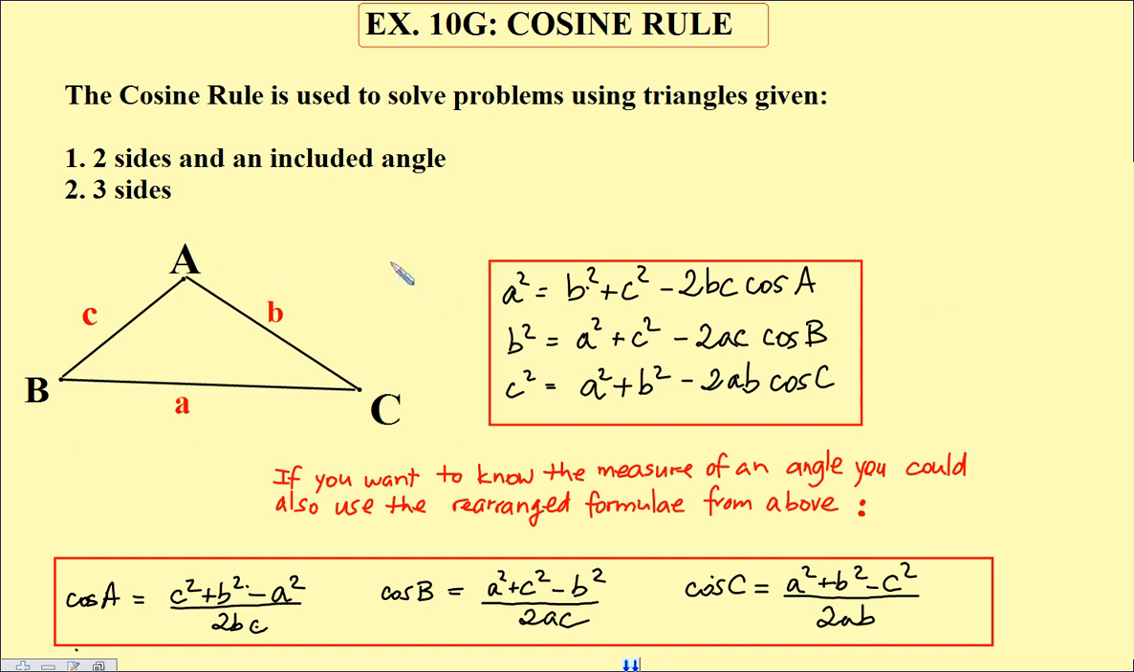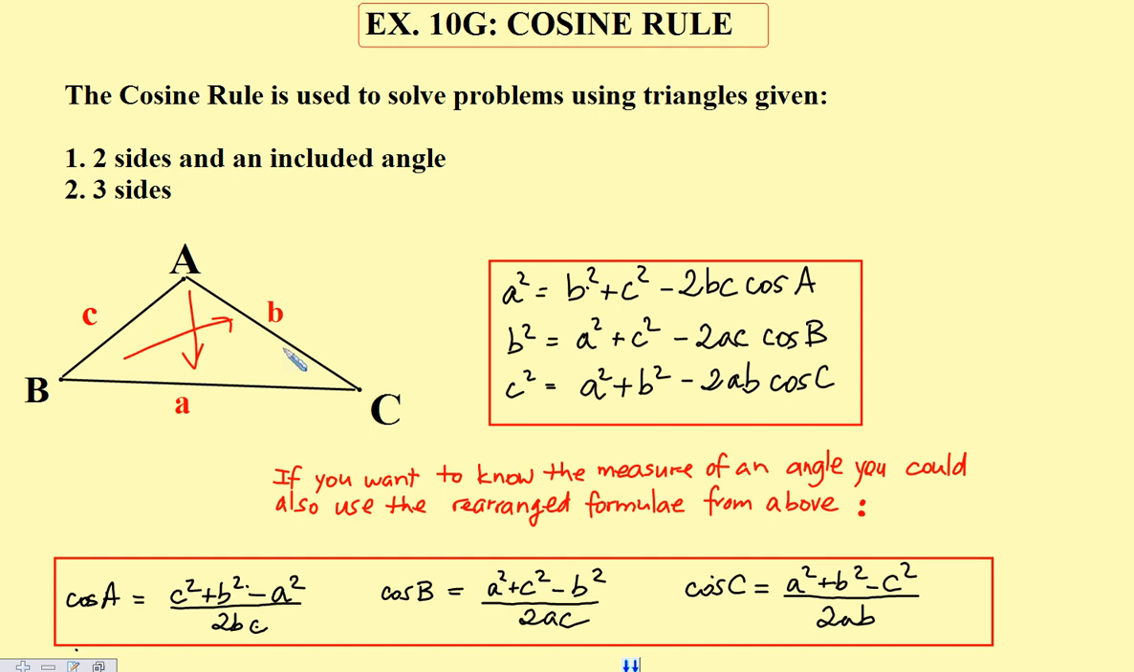Now, using what we know already, that angle A is opposite side A, angle B is opposite side B, and angle C is opposite side C, what the rule says is that if I try to find the length of side A, I must know the angle opposite it, angle A. If I were trying to figure out side B, I would have to know angle B. And if I was looking for side C, I would have to know angle C.